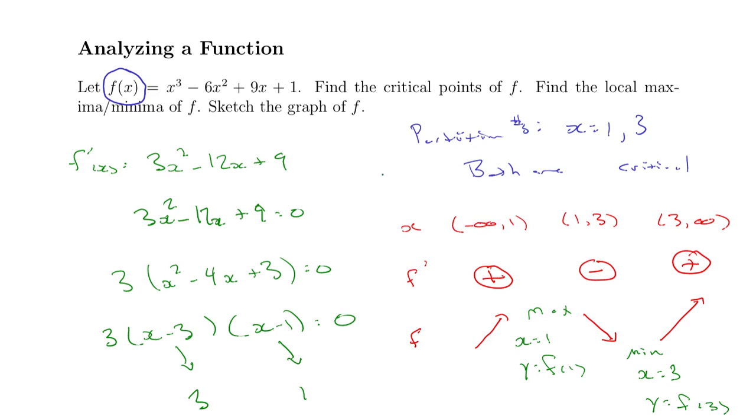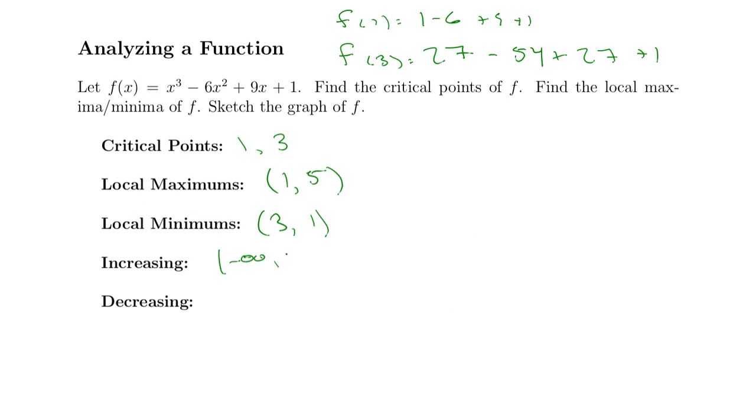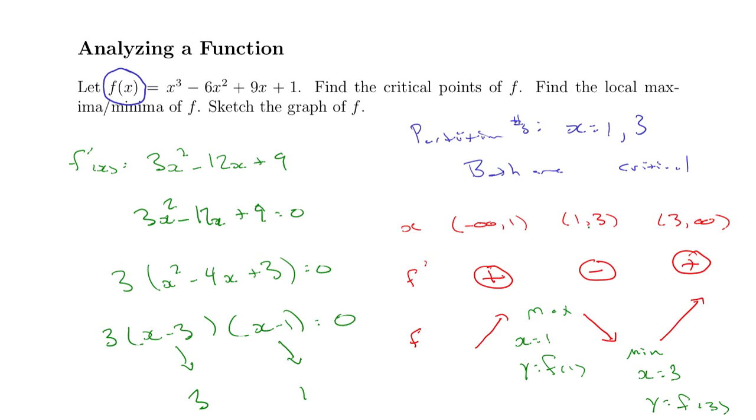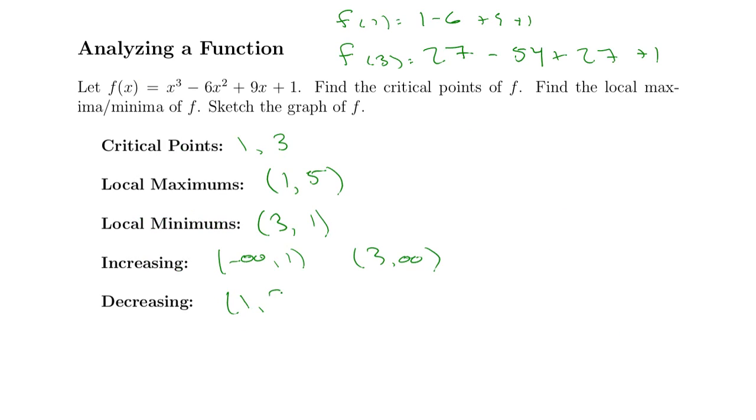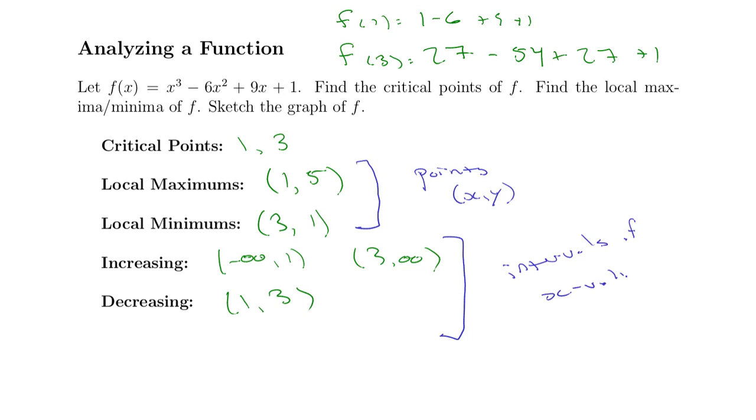And now we can put the intervals of where our function is increasing and decreasing. I don't think I asked for that, but we may as well just put it in there. This increases from negative infinity to 1 and from 3 to infinity, and it decreases from 1 to 3. Now, notice that these two things are points, x comma y, whereas for these ones, these are intervals of x values.